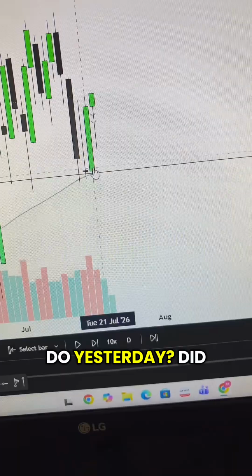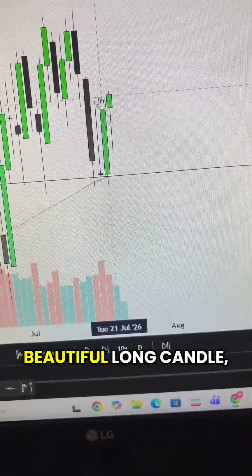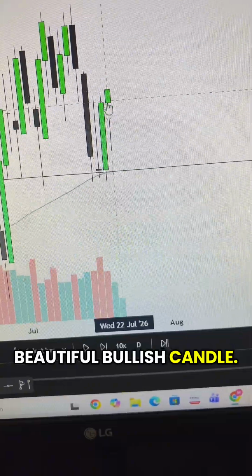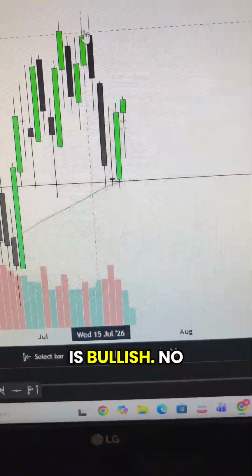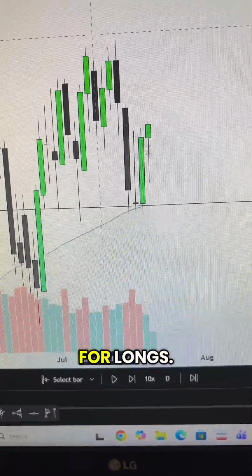What did we do yesterday? Did we hold it? We had a beautiful long candle, right? Beautiful bullish candle. So today, naturally, I would take longs, obviously. So my bias is bullish. No matter what happens, I'll be looking for longs.